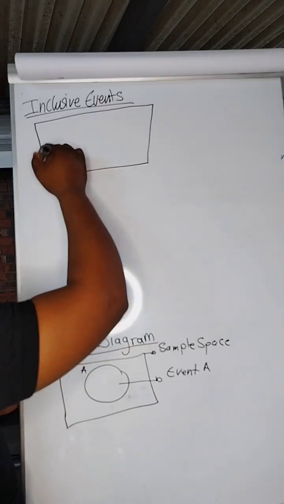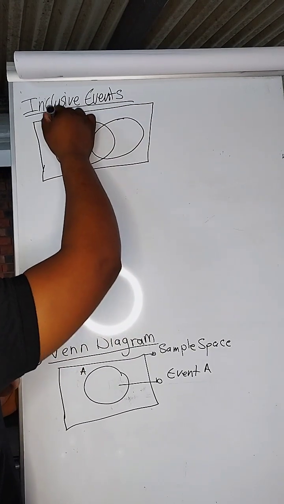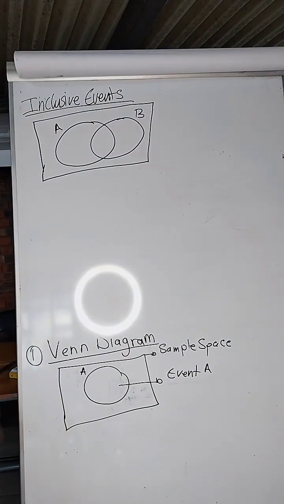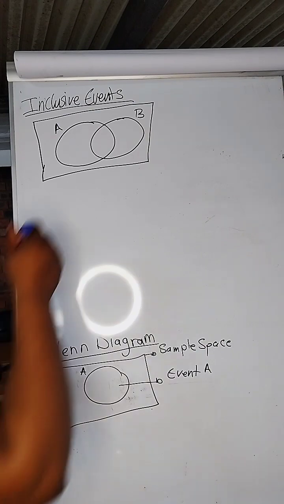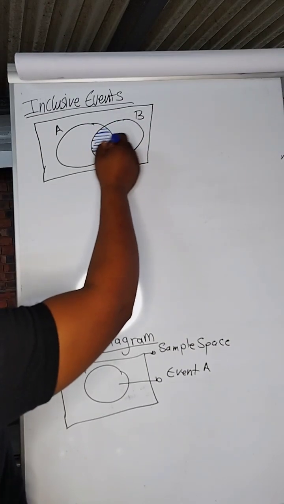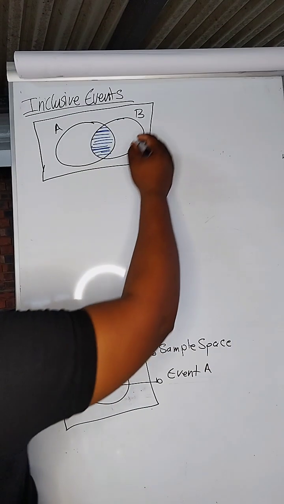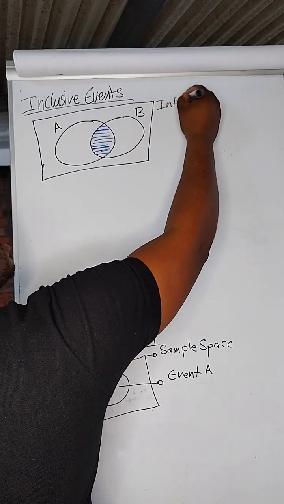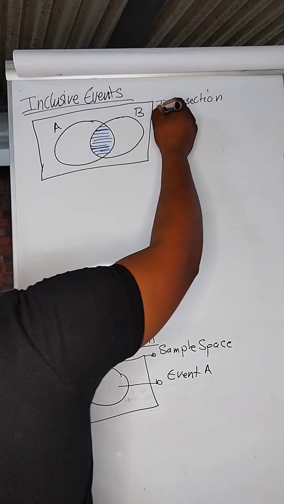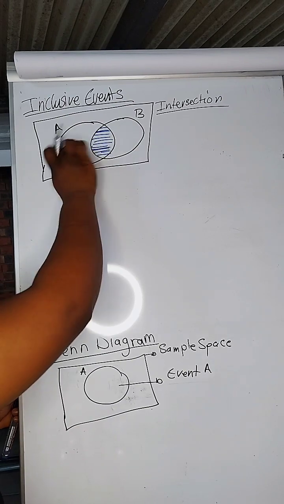Now, number 1, we have something like this one. This is what we are having. We have this event and this event. This event is A and this event is B. And then we have this region. Can you see this region? This region has a name, and its name is called intersection. Now come with me. An intersection is in between, it's an overlapping of A and B.